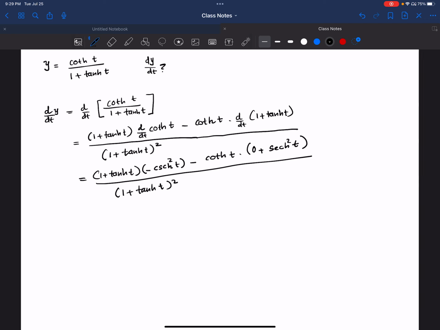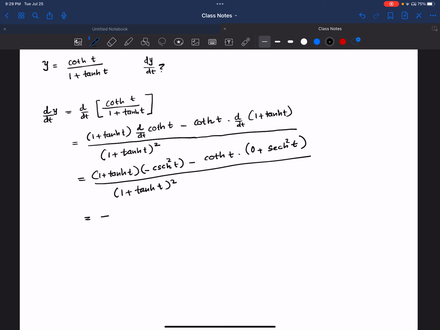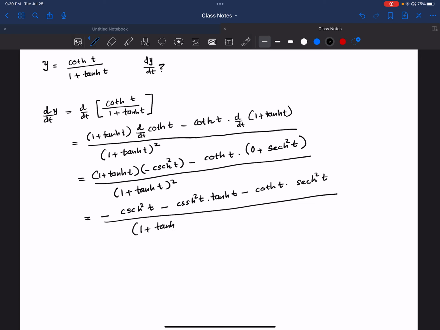Now from this onward it's algebra, so you can write negative hyperbolic cosecant squared t minus hyperbolic cosecant squared t times tanh t minus hyperbolic cotangent t times hyperbolic secant squared t, divided by 1 plus tanh t squared.